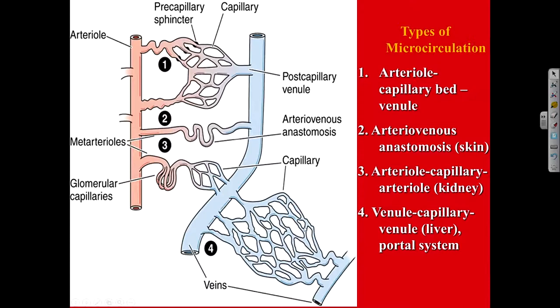Okay, so you can have different arrangements of capillaries with arterioles and venules on either side, or two arterioles on either side, or two venules on either side, or a short circuit directly from arteriole to venule. So there you go, four main types of microcirculation. Number one is the most common. Two, three, and four are somewhat more restricted under special circumstances.